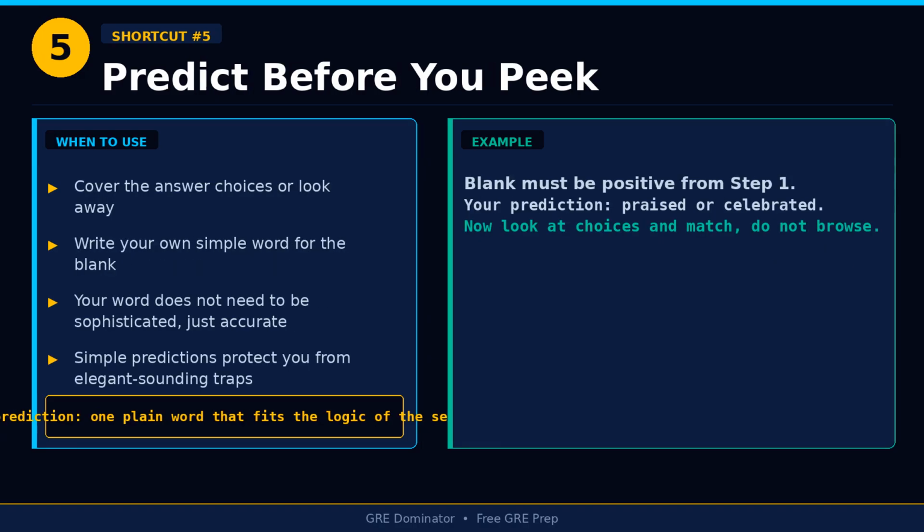Step 2. Predict before you peek. After finding your direction word and understanding the logic, write your own simple word for the blank. It does not have to be a GRE level word. It just has to be accurate. If the blank needs a positive word, write praised. If it needs a word meaning decrease, write decrease. This single habit eliminates most trap answers because you are matching your prediction to the choices, not being seduced by ones that merely sound smart.